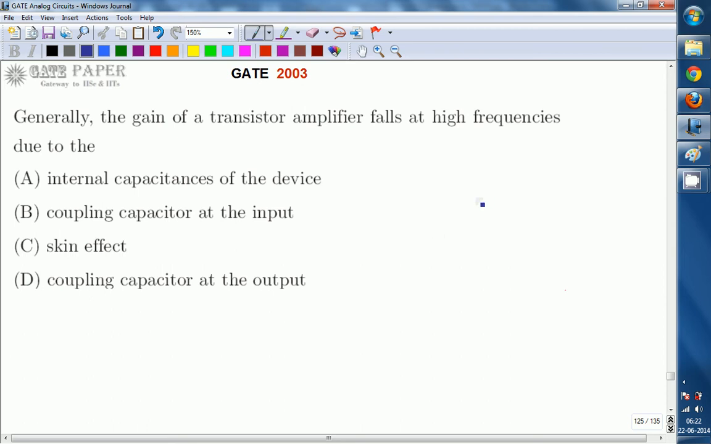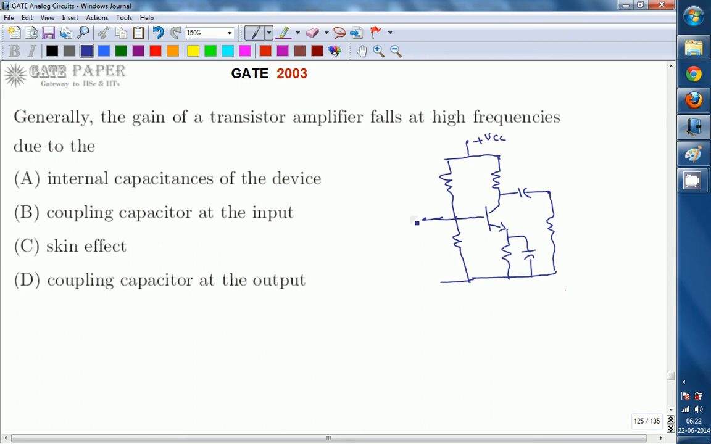So if you go with a general block diagram of a transistor circuit, this is the basic block diagram of a general common emitter circuit, where you are applying RL. This is voltage divider biasing, which is the best biasing used to keep the transistor in the active region, and it is plus VCC. And this is the input signal.